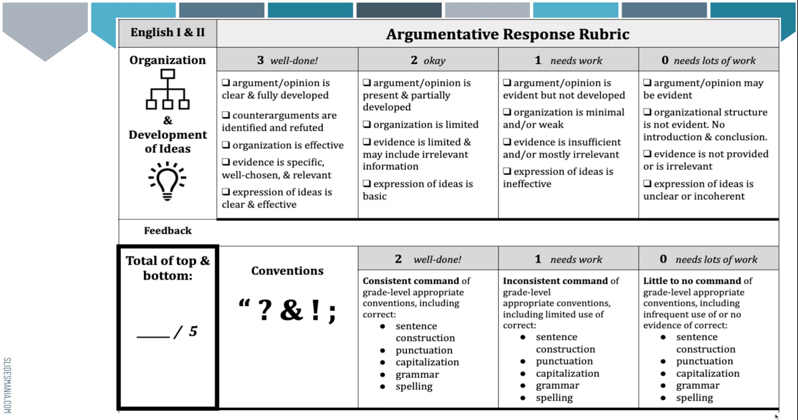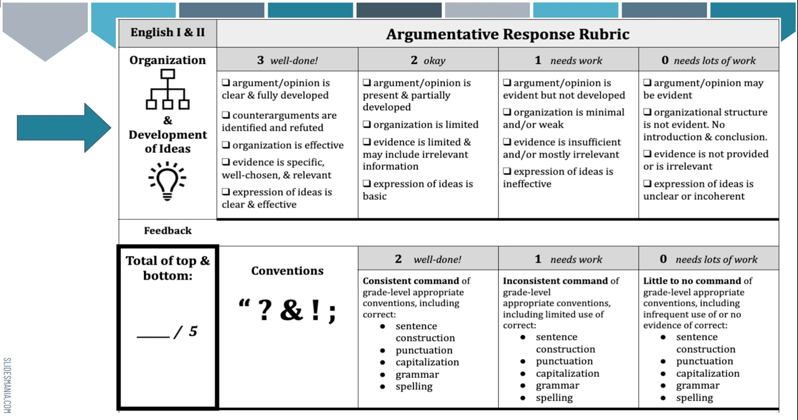Let's take a look at the Extended Constructed Response rubric for argumentative writing. Now remember that this type of ECR is in response to something you have read, where you will argue your position based on the prompt given. You will have a character limit of 2,300 characters, not including spaces. As you can see, for development and organization of ideas, there are 5 areas that your essay will be graded on: the argument, the counterargument, the organization, evidence, and expression of ideas.